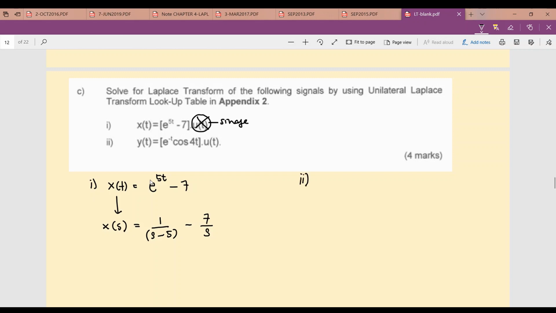And then number 2, y(t) is equal to exponent negative t cos 4t. Okay, this one also you may refer to the lookup table. This one is already in the lookup table, which is cos multiplied by exponent. The cos will become s plus 1 divided by (s plus 1) squared plus omega squared. Okay, something like this.